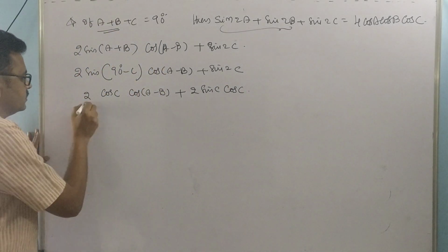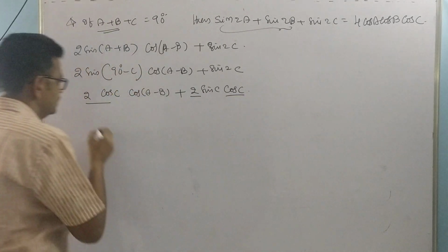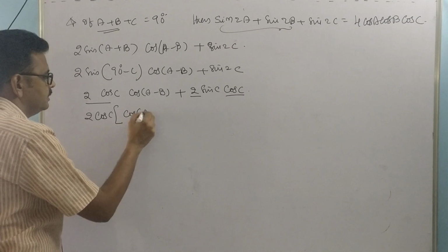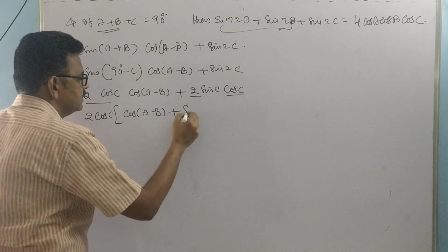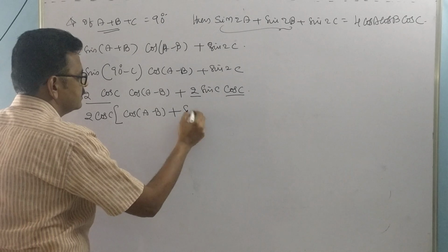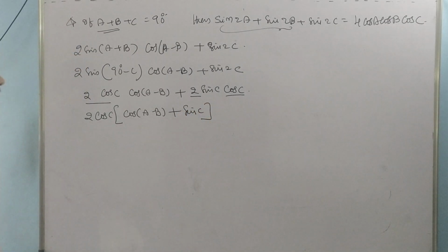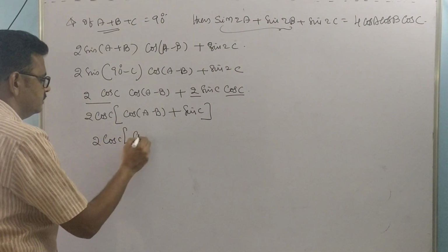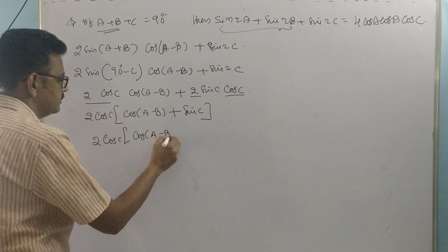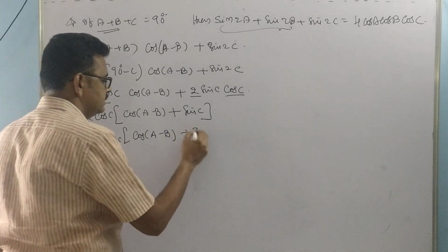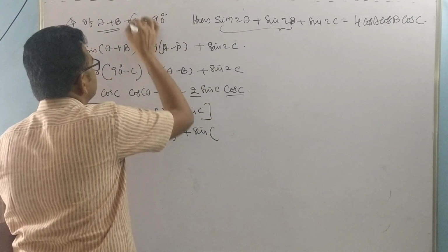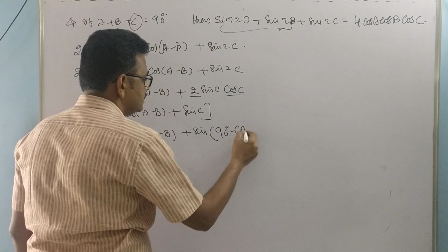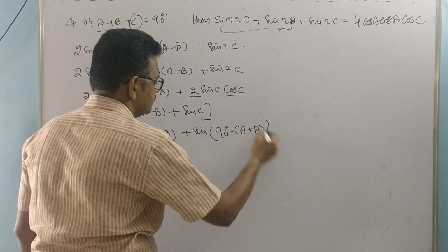Okay, these two, cos C is taken common. This is cos(A − B) plus this is sin C. So this is 2 cos C into cos(A − B) plus sin C, where C is equal to 90° − (A + B).